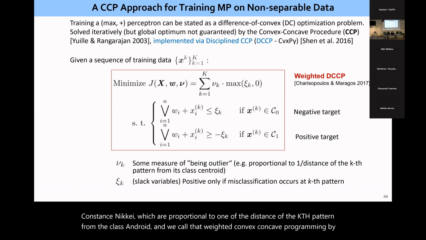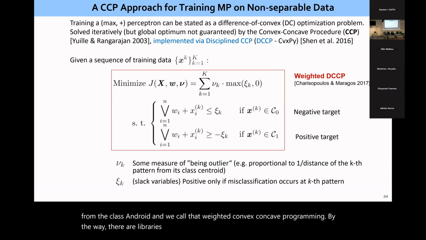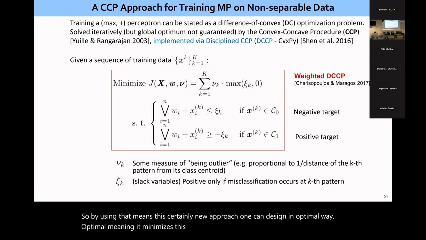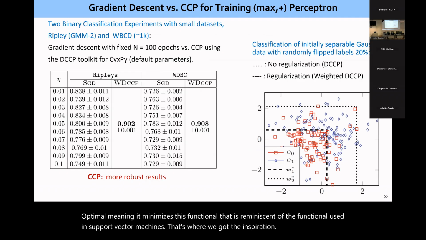By the way, there are libraries in convex Python that one can use to very easily solve this weighted convex concave program. So by using this essentially new approach, one can design in an optimum way, optimum meaning it minimizes this functional that is reminiscent of the functional used in support vector machines. That's where we got the inspiration, and design an optimum dilation perceptron.